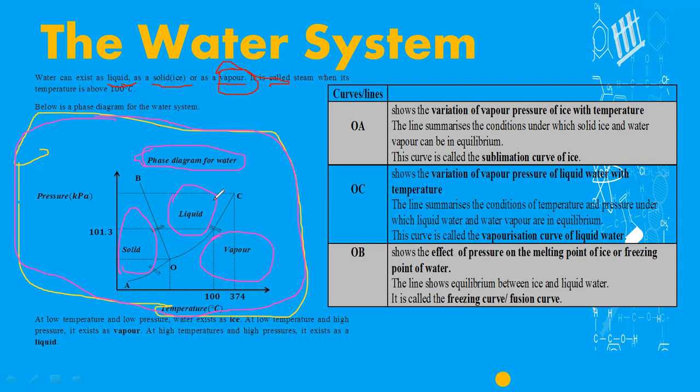All right. Now, if that's very clear, we can proceed. We are saying that at low temperatures and low pressures, water exists as ice. What do we mean by low temperatures and low pressures? At this point, we have low pressures, pressure below atmospheric pressure, then even low temperatures. In that area, water is existing as ice. Who can tell me why water exists as ice at low temperature and low pressure?